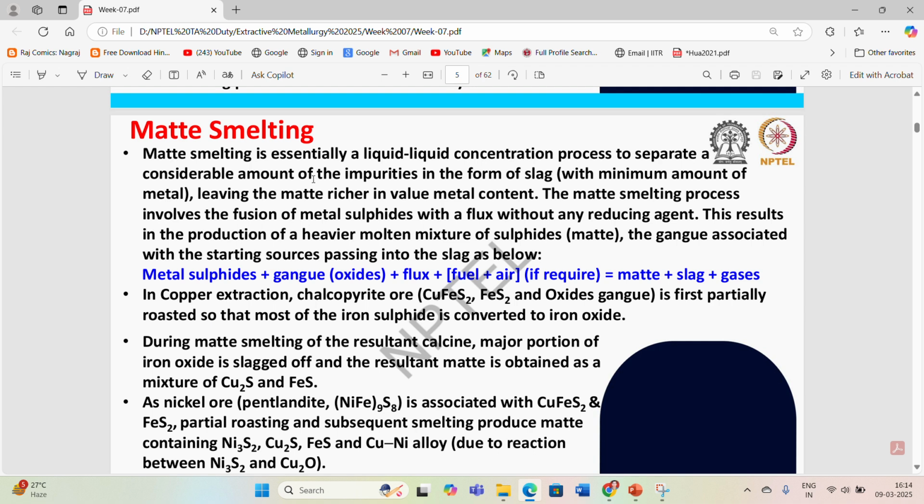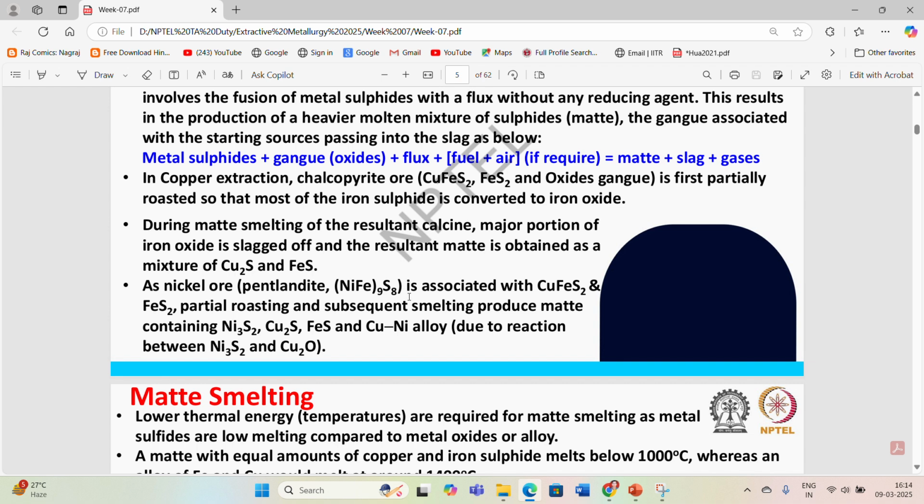Then gases will consist of CO or CO2 in a major amount. In copper extraction, chalcopyrite ore, which is a combination of Cu, Fe2 and oxide gangue, is first partially roasted so that most of the iron sulfide is converted into iron oxide. So during the matte smelting process, we can react this iron oxide with the help of the flux material, and it will report to the slag phase. During matte smelting of the resultant calcine, a major portion of iron oxide is slagged off, and the resultant matte is obtained as a mixture of Cu2S and FeS.